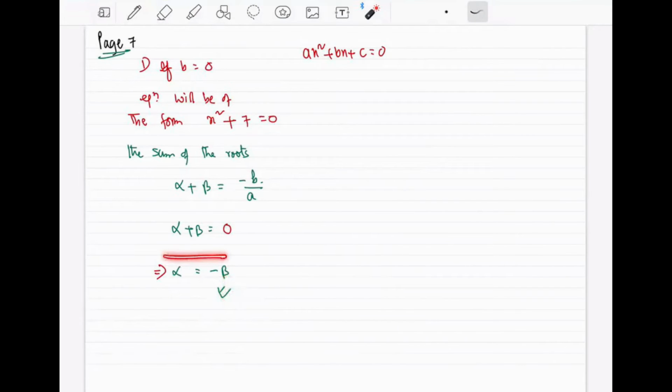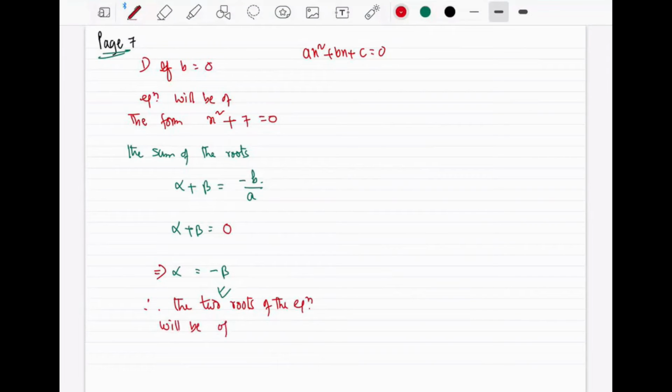So what this deduction indicates is that for an equation of this form, x squared plus 7 is equal to 0, where the middle term is missing, we just have ax squared plus c is equal to 0, then the roots alpha and beta will be of opposite signs. Get it? So just write down here: therefore, the two roots of the equation will be of opposite signs. Okay, let's take this example and then find out.